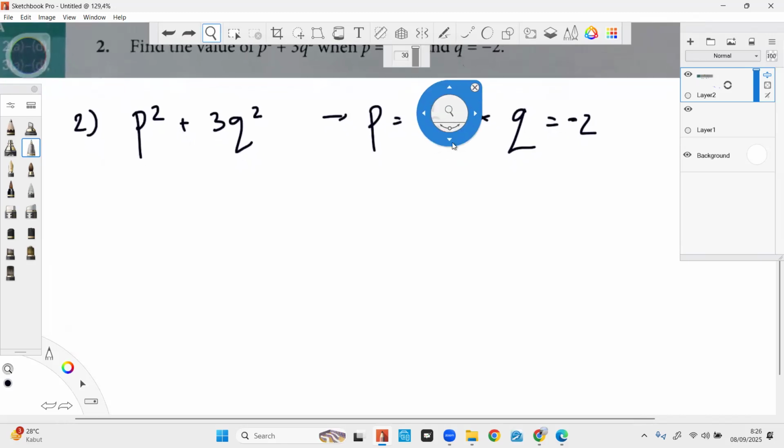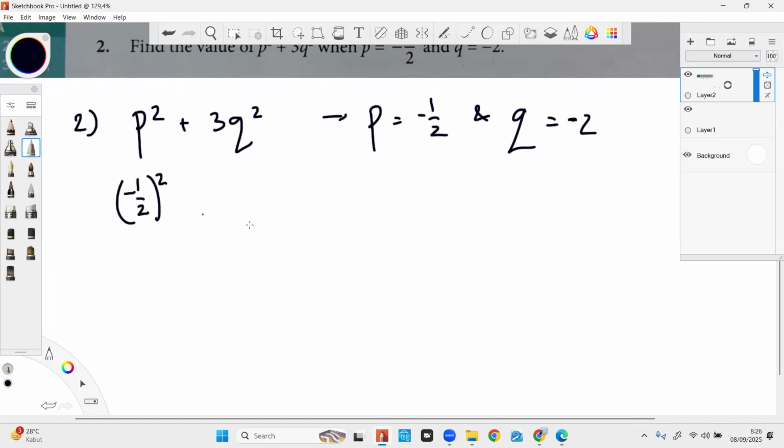Okay, guys, what is P? Negative half, right? So you put negative half squared. So this is the first way. Plus 3 times Q, negative 2 squared. You put the bracket. The bracket is so important.